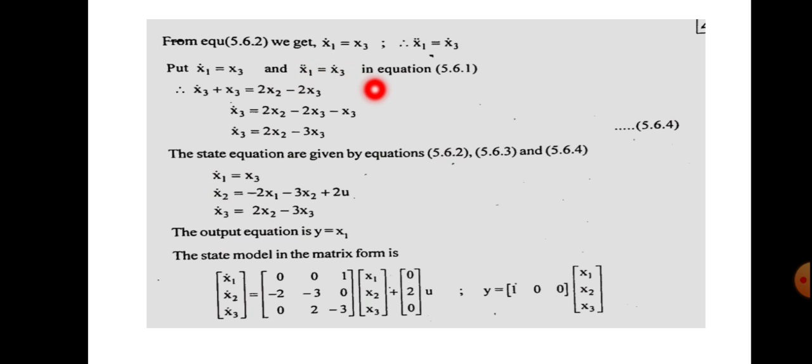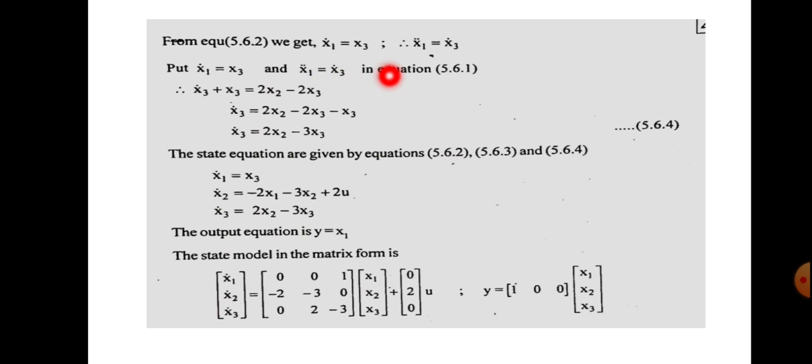So you can put this equation, see this is x1 dot equal to x3 and x1 double dot equal to x3 dot. You can put this condition in equation 561. See, we have now x1 dot equal to x3, that is the first condition, and next one is x1 double dot equal to x3 dot.